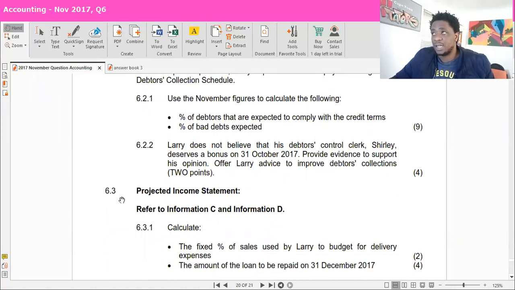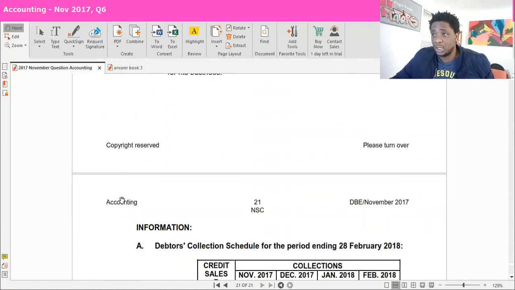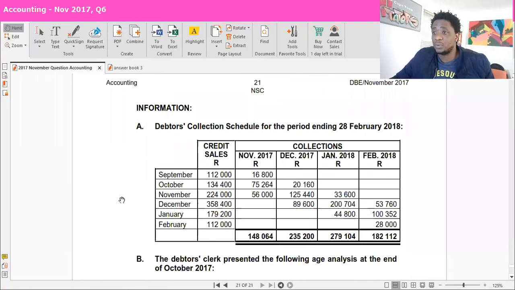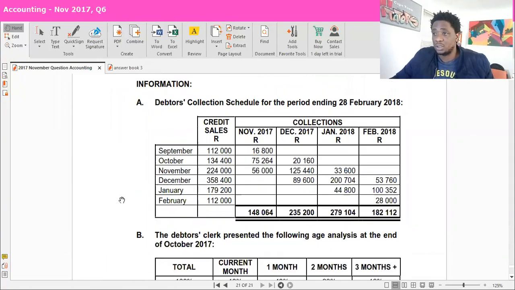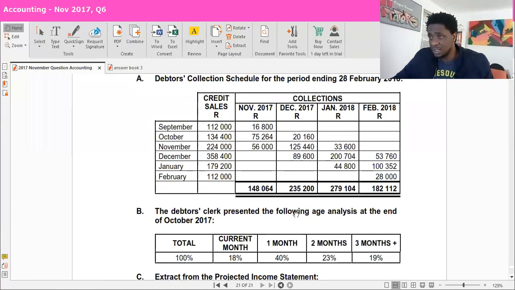Okay, let us look at why Larry might feel that their debtors clerk is not doing a good job. The debtors clerk is to ensure that the debtors are actually in compliance with the credit terms. So if the debtors are not complying with the credit terms, then it means that Sheely is not doing a good job. So let's see if there's anything that proves that she's not doing a good job. This is a schedule. We can calculate the people that are not in compliance, but we're also given here an age analysis by the debtors clerk.